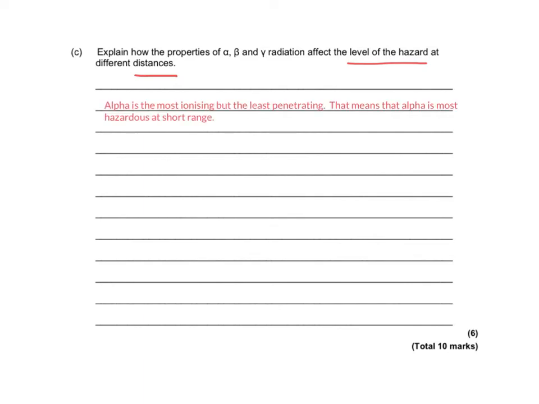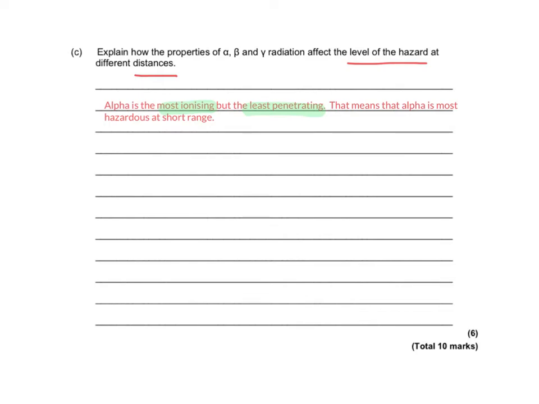So you can see that I've added a note for alpha. The key thing is to get across the properties of alpha, which will then determine where it's most hazardous. So you can see here what I've written is that alpha is the most ionizing but least penetrating. Ionizing means it will turn atoms into ions and therefore is dangerous. And penetrating is how far it can travel.